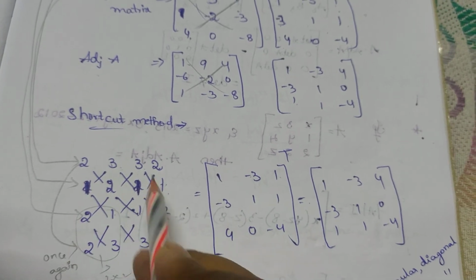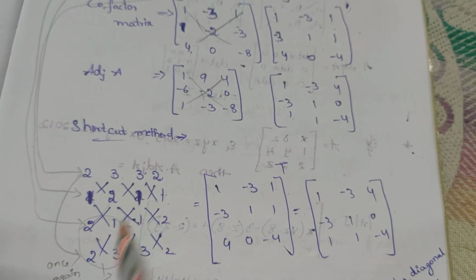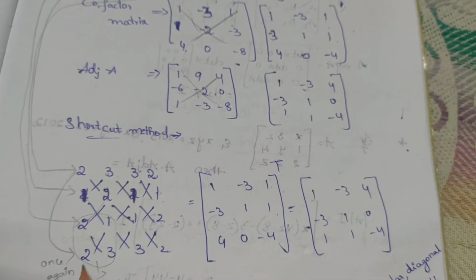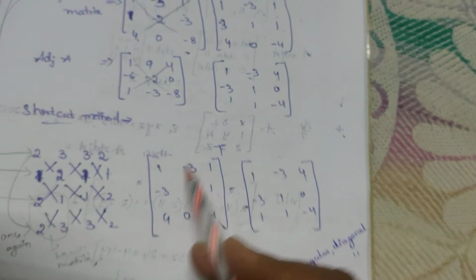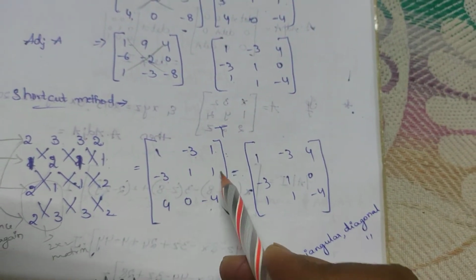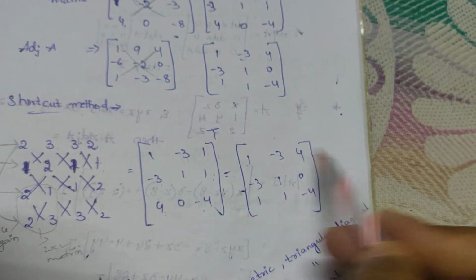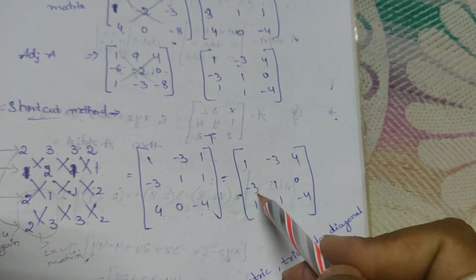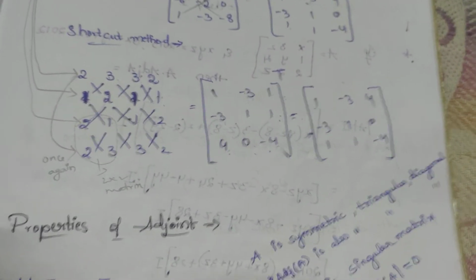So this cross multiplication gives the first row. Next, this cross multiplication gives the second row. This cross multiplication gives the third row. This transposition is nothing but the adjoint of the given matrix. See here, you get 1 minus 3 1, minus 3 1 1, 4 0 minus 4. Transposition, what do you have? 1 minus 3 4, columns as rows, minus 3 1 0, 1 1 minus 4. Okay, so like that you have to do the transposition. That is nothing but the adjoint of the given matrix.